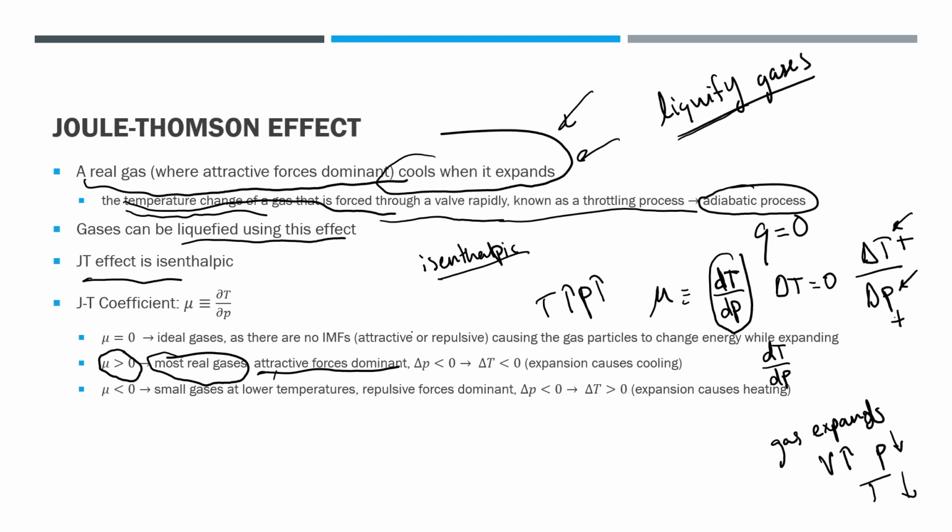Now if we look at repulsive forces dominant, we have a different situation, right? And this is generally key for small gases at lower temperatures. Lower temperatures means that the gas particles are closer together, so we have more repulsive forces. Small gases also means that we have low polarizability, which means that attractive forces are very weak, which means that generally repulsive forces can dominate. If we think about repulsive forces dominating, when the gas expands, it's actually being helped by the force, right? Because your force is in the direction of the expansion. It wants to expand instead of wanting to compress and attract each other.